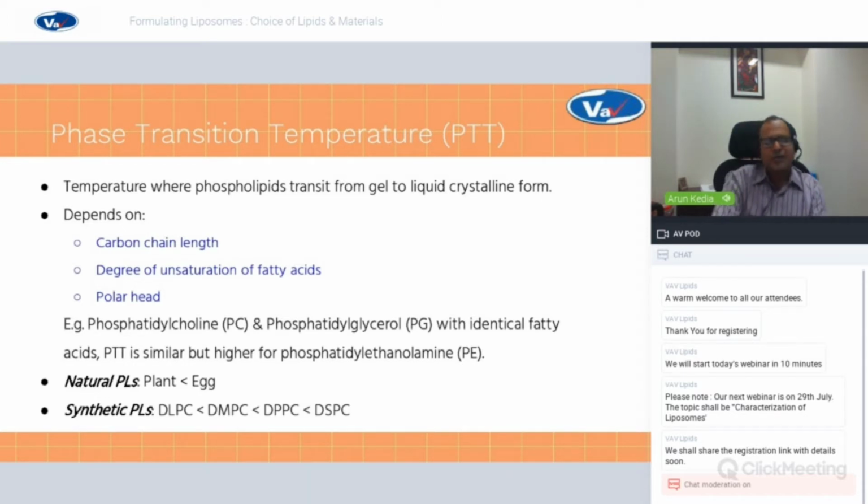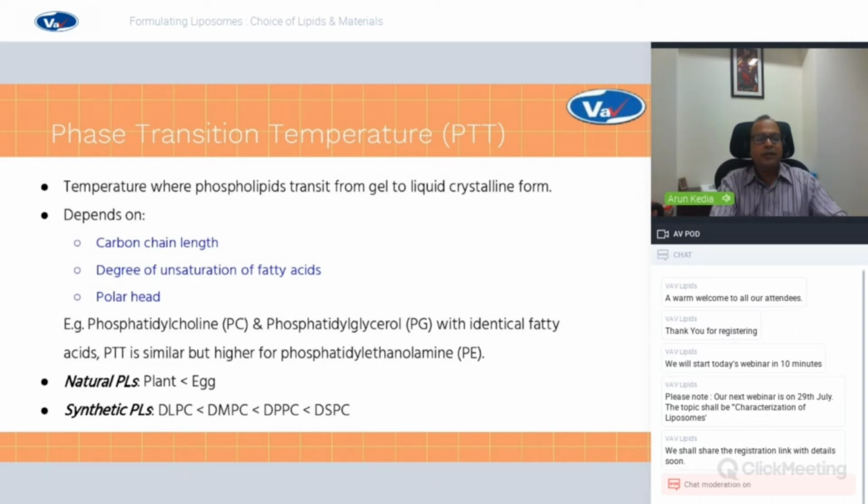And what are the factors? This depends on the PTT. It depends on the carbon chain length, degree of unsaturation of fatty acids, and the polar head. Just to illustrate the last point, within PC and PG with identical fatty acids, PTT is similar. But if you look at the same fatty acid chain lengths, then they can be much higher for PE. So the polar head has a role.